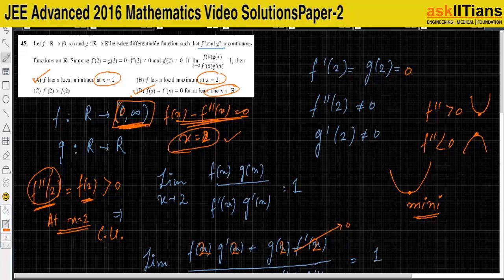So option A is correct, option D is correct, option B is incorrect. And here it says that f double dash 2 is greater than f2. That's not correct, it's equal to, right? So this is not correct. So the correct answer in this case would be A and D. For this question, A and D are correct. This was a very easy question. I think those who gave JEE might have definitely done this question in the exam.